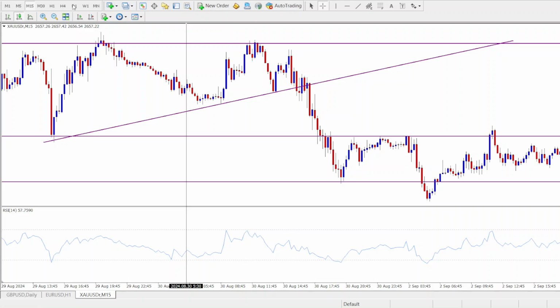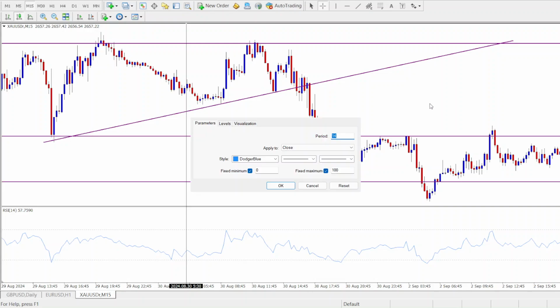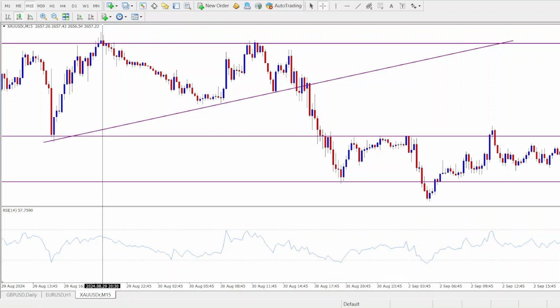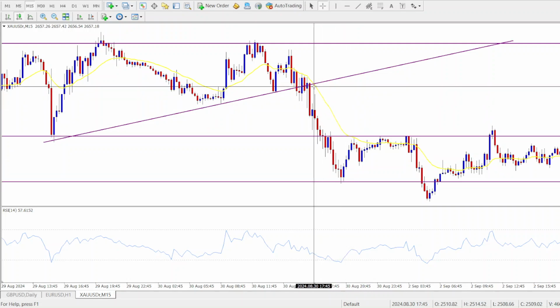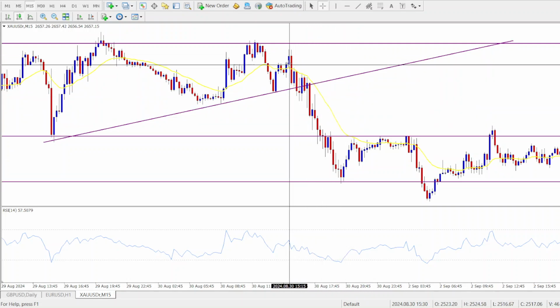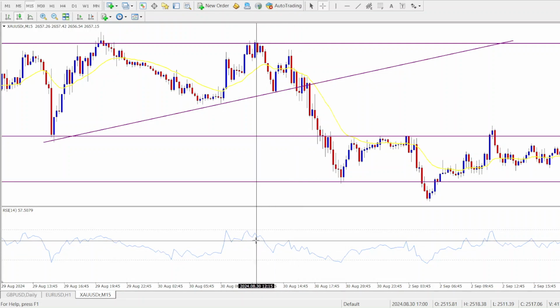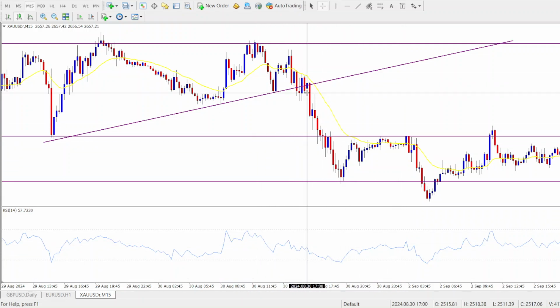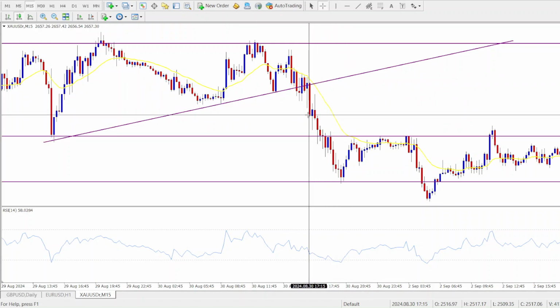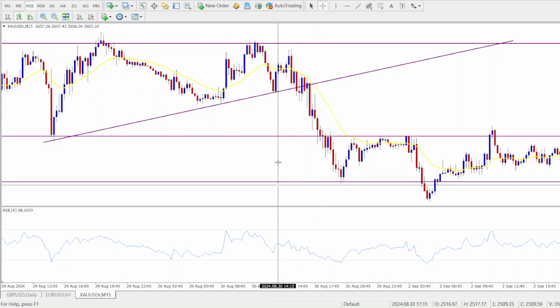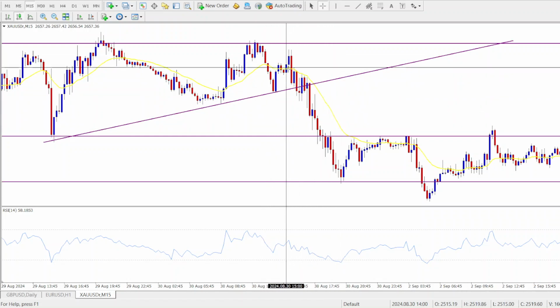You can also add other indicators. Like we can decide to add the moving average, just for additional confirmation. When price drops below the moving average and the RSI is pointing downwards, it can serve as extra confirmation. You can see the moving average is serving as a ceiling, as a dynamic resistance, as price bounced off it.